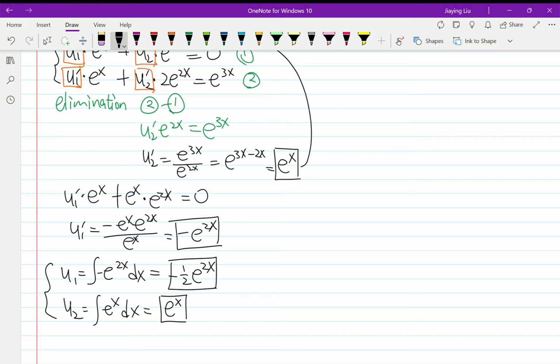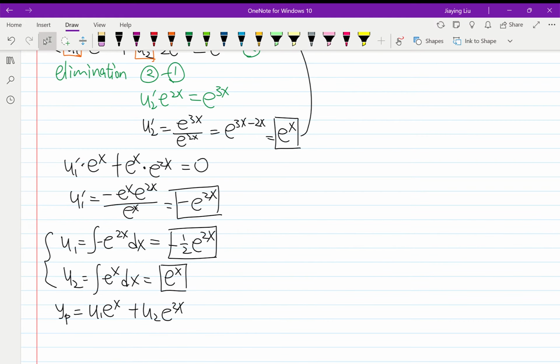After we have them, we can now put into the particular solution. So y particular we had is u1 e to the x plus u2 e to the 2x. If you remember, that's what we had. So now we're going to plug in u1, u2. So that will give us u1, which is negative 1/2 e to the 2x times e to the x plus u2, which is e to the x times e to the 2x.